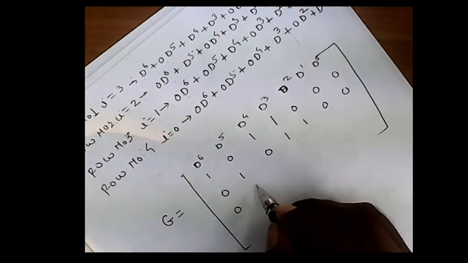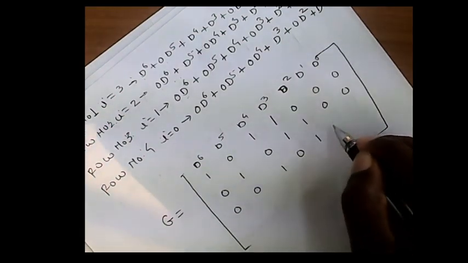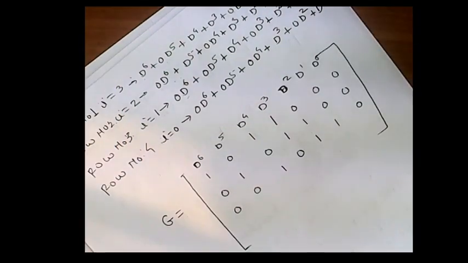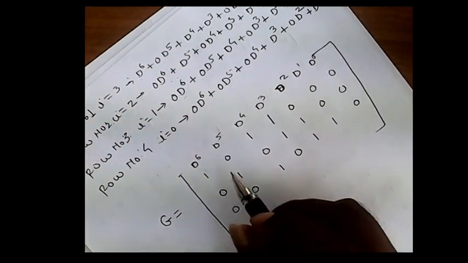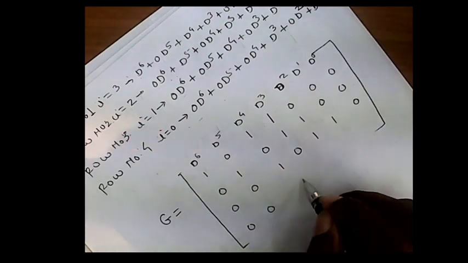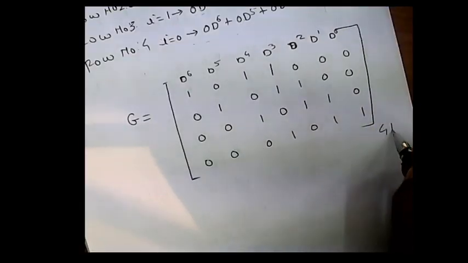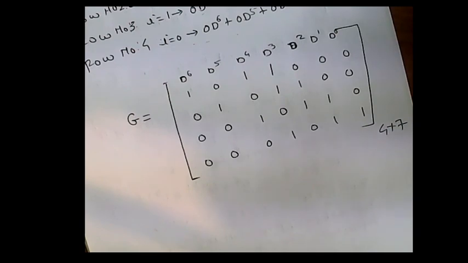Similarly, for the third row, we write down the coefficients of the third row polynomial. We get 0, 0, 1, 1, 0, 1, 0. Similarly, for the fourth row, from this polynomial we write down the coefficients: 0, 0, 0, 1, 1, 0, 1. So this is the required 4 by 7 generator matrix, obtained from these rows.